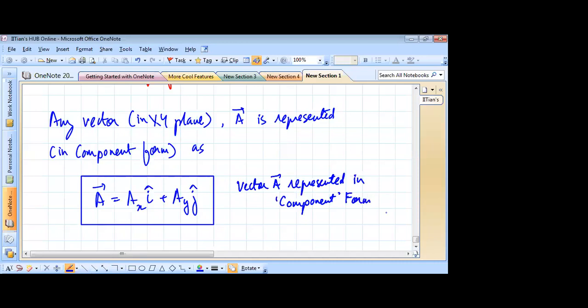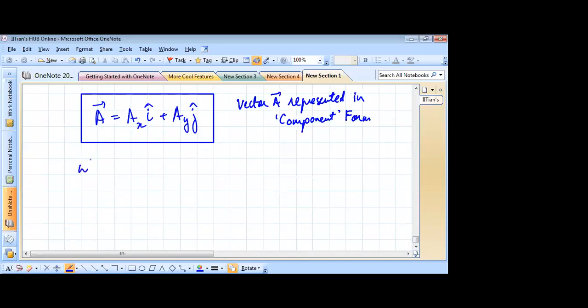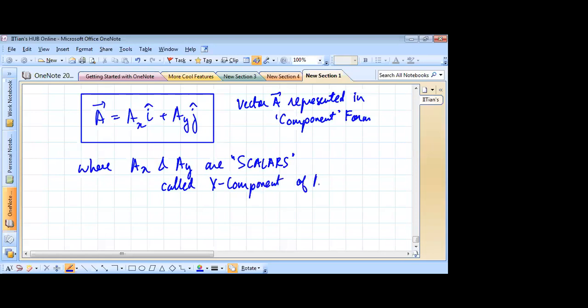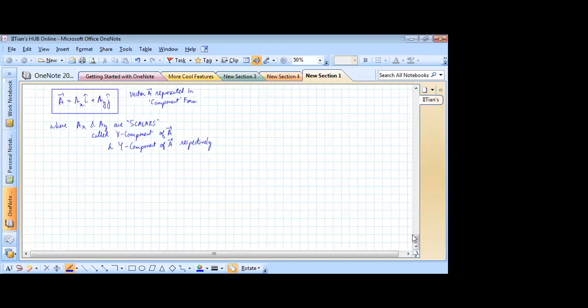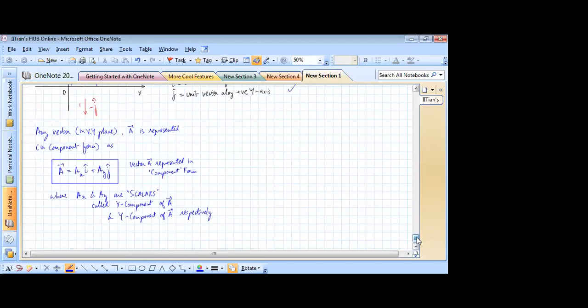where the terms Ex and Ey are very specific, where Ex and Ey are scalars called the x component of vector E and y component of vector E respectively. So just first note down this definition of what is x component and y component. Then we'll see how this vector looks in the diagram. We'll look at an example and we'll understand.